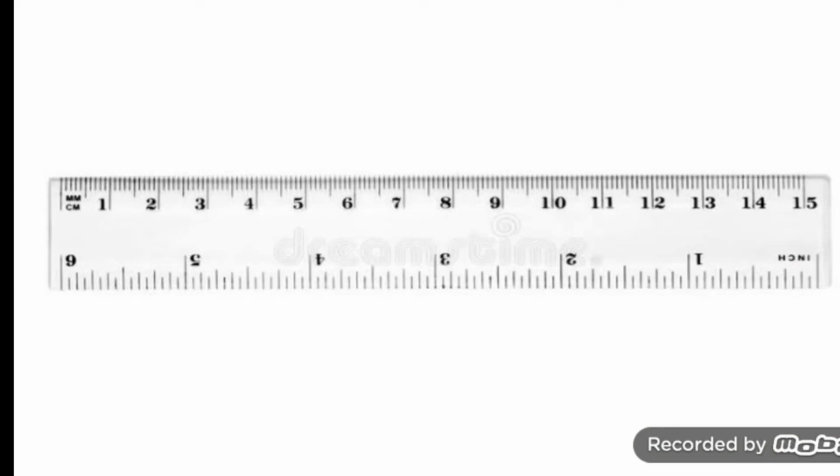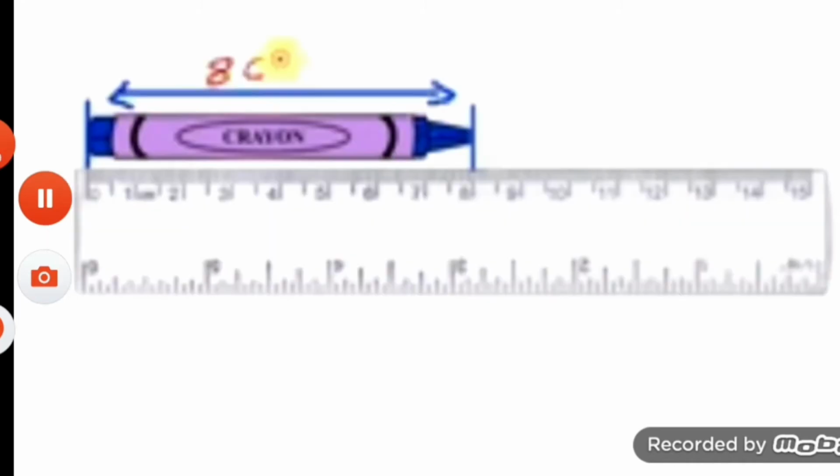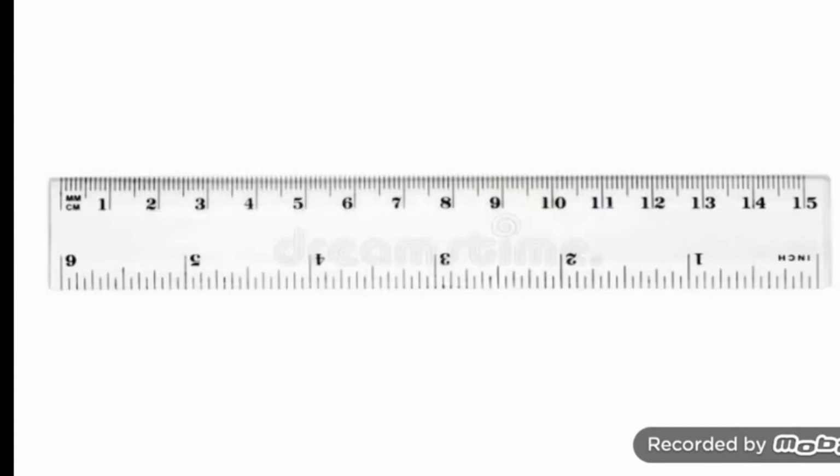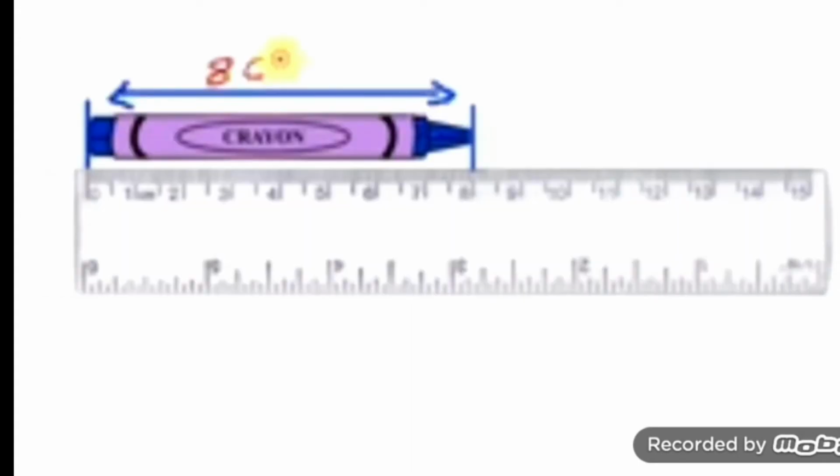Now look here. This is a picture of a ruler which you use in your drawing period to draw some lines. Now we are going to see how you can use this ruler for measuring the length of the object. This ruler can be used to measure the length of an object which is smaller. So now let us see how we can measure the smaller object with the help of the scale.